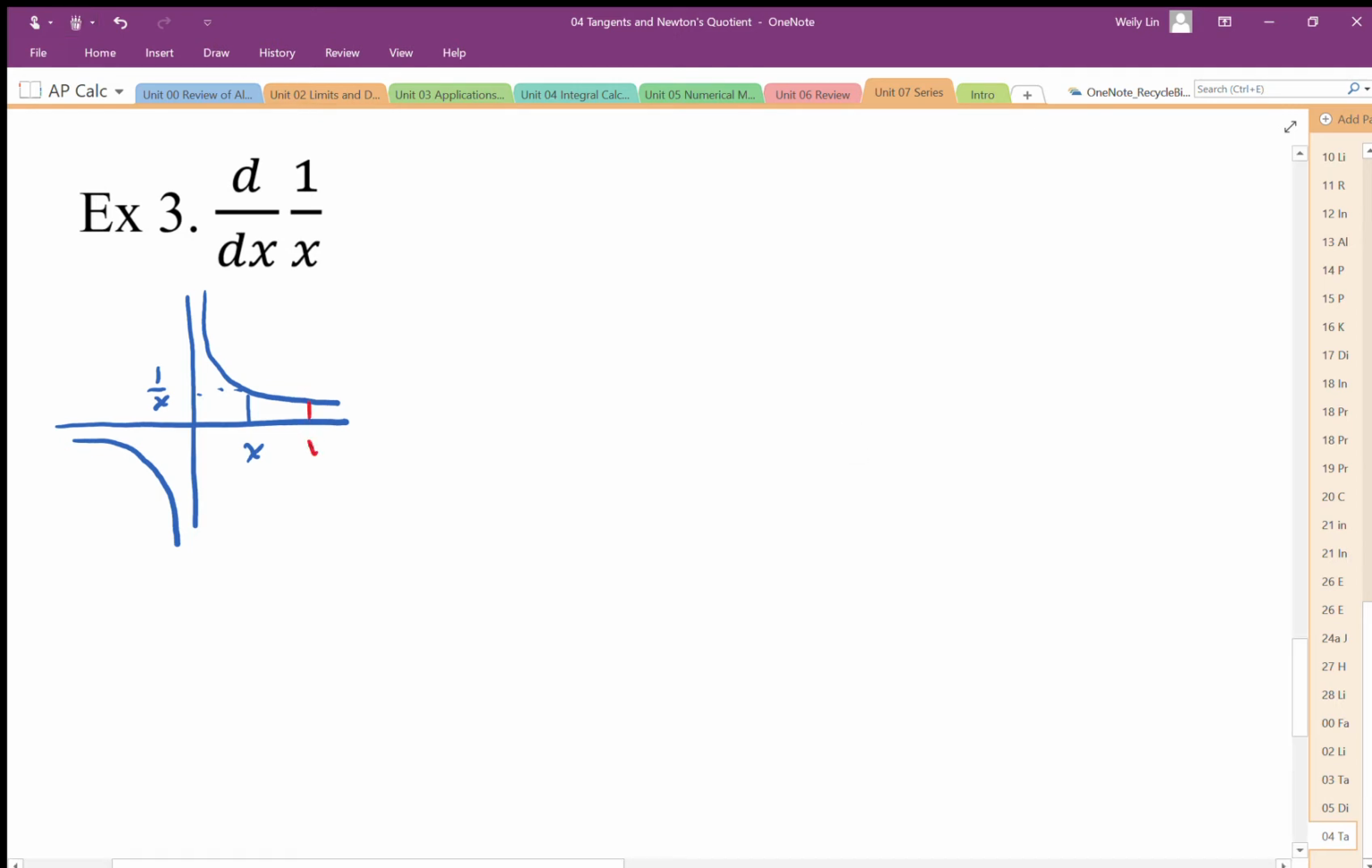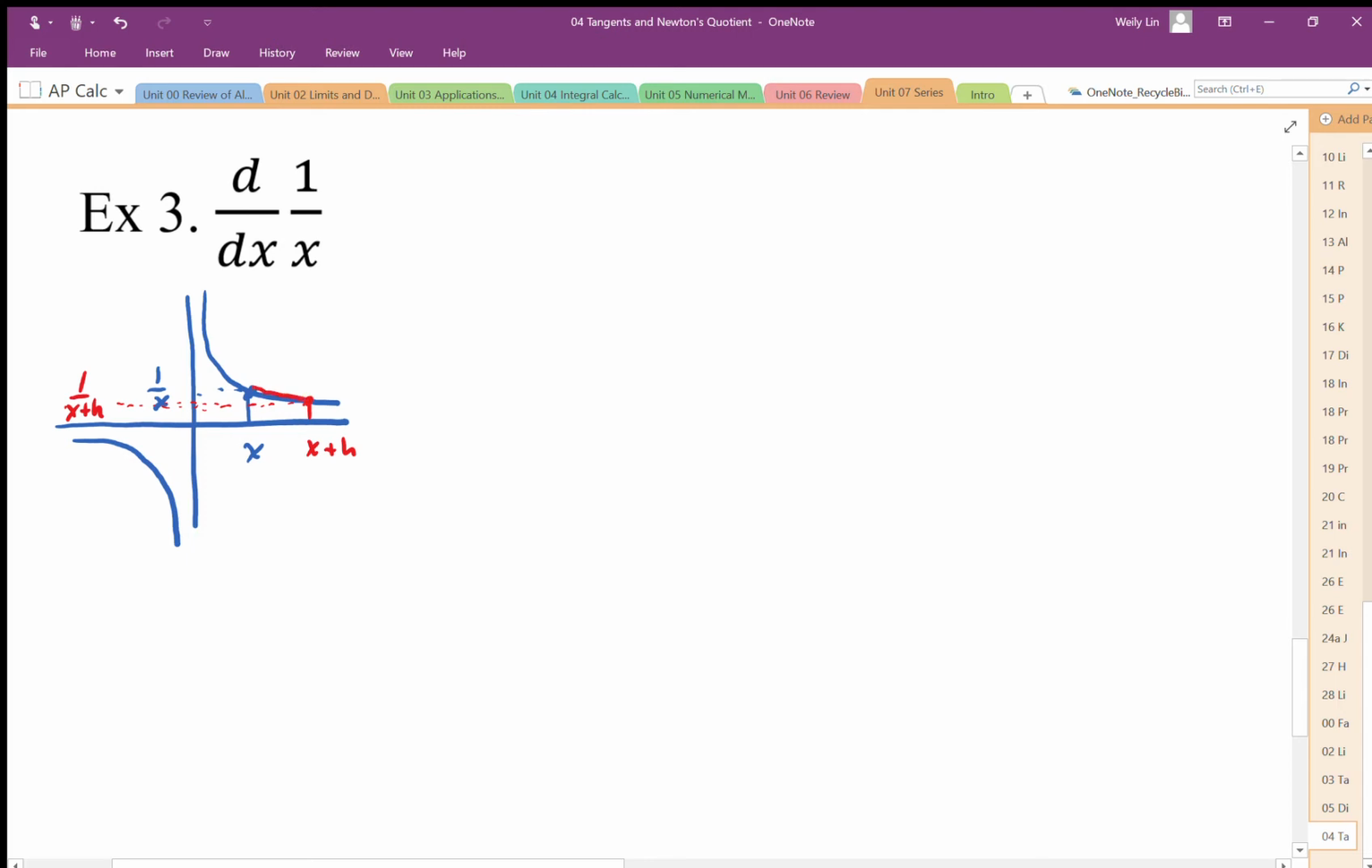Okay, and then we're going to take some point arbitrarily close, we're going to call that x plus h, and then we're going to end up with another coordinate here. I'm just going to draw it over here, 1 over x plus h. That would be the y-coordinate of that point there. So we're going to take that red dot and bring it closer to the blue dot to evaluate the limit at x.